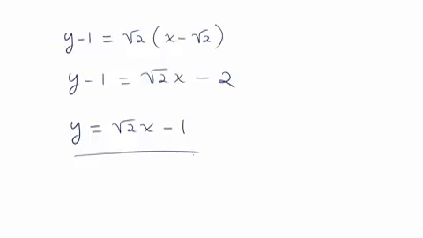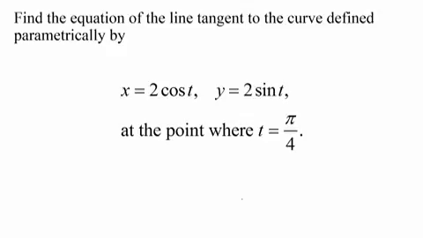Now it is time for you to try a problem. Find the equation of the line tangent to the curve defined parametrically by x equals 2 cosine t, y equals 2 sine t, at the point where t is equal to pi over 4. Pause the video while you work on this problem. When you are finished, restart the video to check your solution.